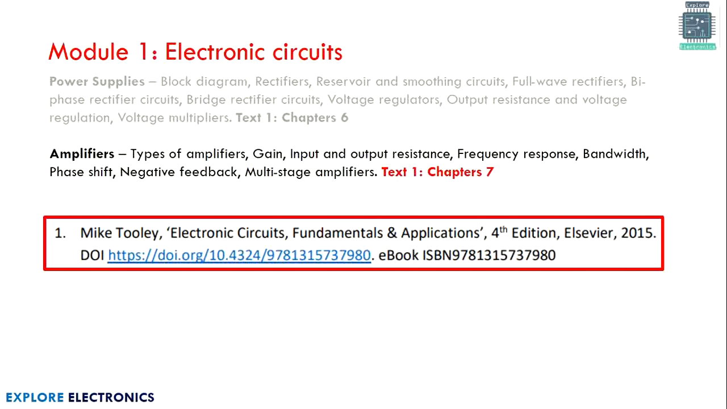In the previous video, I have explained the chapter 1 power supplies. In that chapter 1, we have discussed different types of rectifiers and then voltage regulator, voltage multipliers. The chapter 2 is dealing with amplifiers. Here we need to understand the different types of amplifiers and the amplifier characteristics: gain, input-output resistance, frequency response, bandwidth, phase shift, and negative feedback and multistage amplifiers.